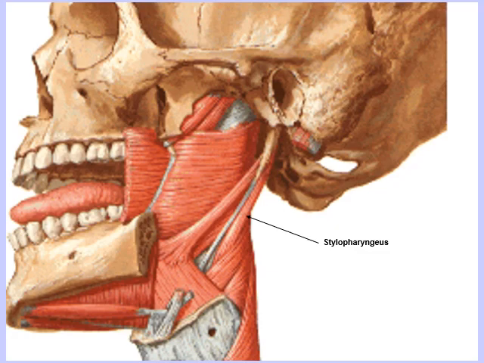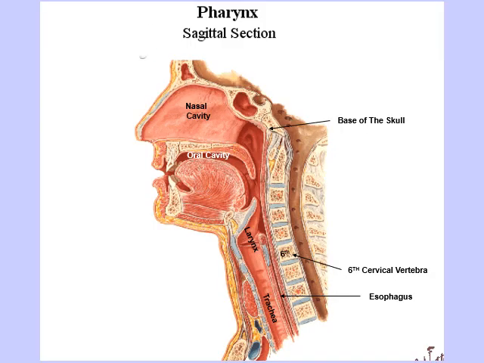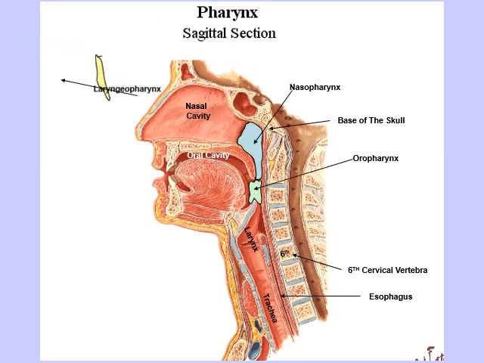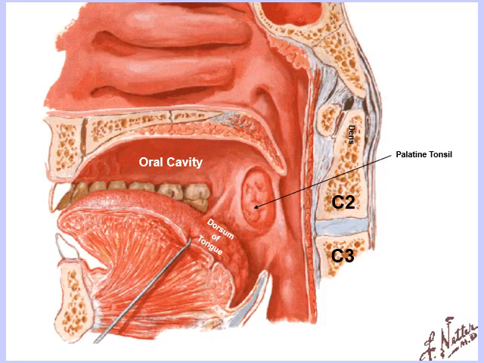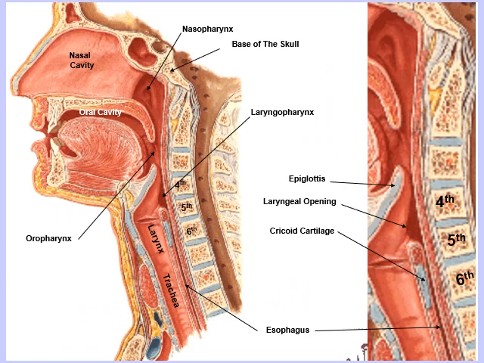It's formed of muscles, divided into 3 parts: nasopharynx, oropharynx, and laryngopharynx. Nasopharynx characterized by the presence of auditory tube opening and adenoid. The oropharynx characterized by the presence of palatine tonsil, and it lies opposite to cervical vertebrae the 2nd and the 3rd. Laryngopharynx characterized by the presence of the epiglottis, which obliterates the laryngeal inlet at the time of swallowing, and it lies opposite to the 4th, the 5th, and the 6th cervical vertebrae.